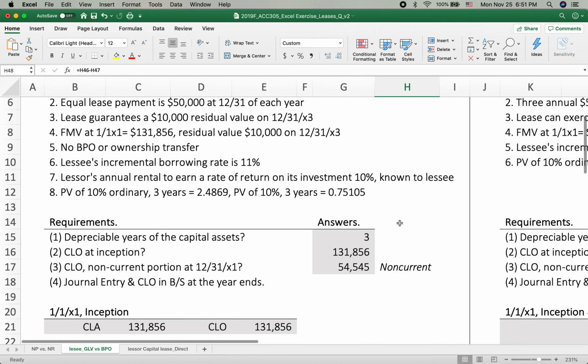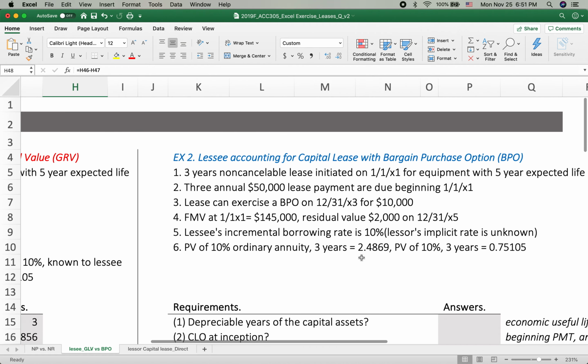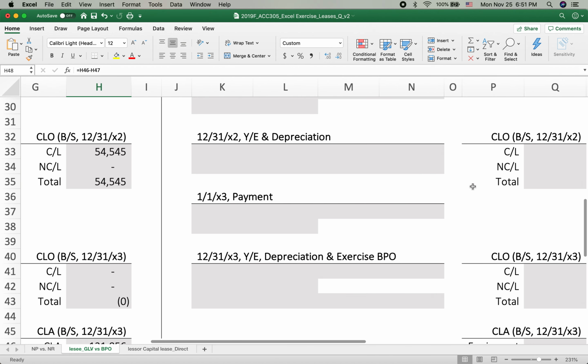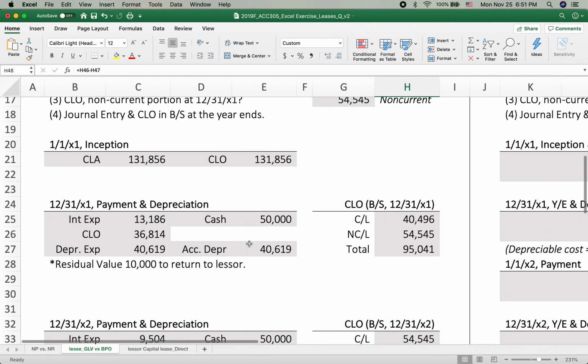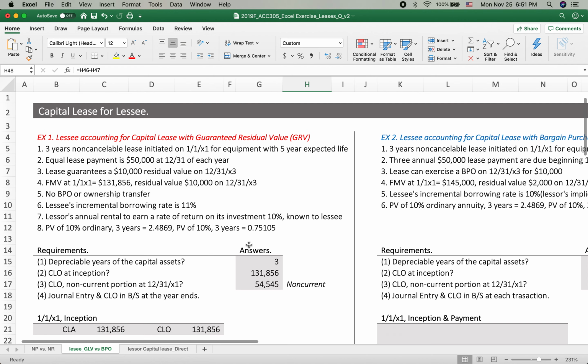Okay, then we will see the next exercise in the next video clip for the lessee's accounting for capital lease with bargain purchase option. It's a little bit more complicated than this. We will compare the result between this in the next video clip.